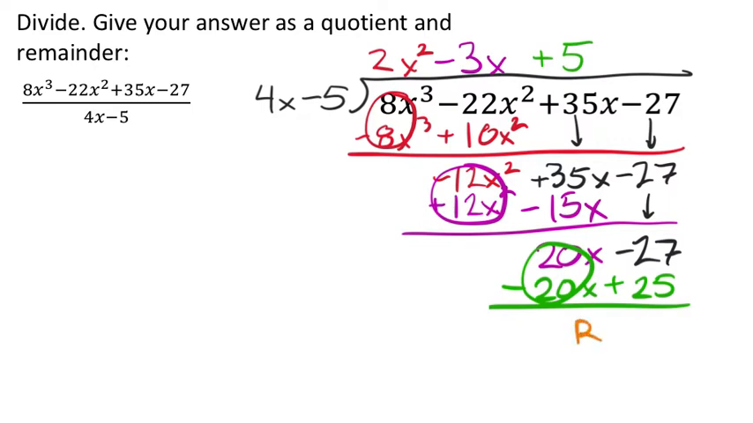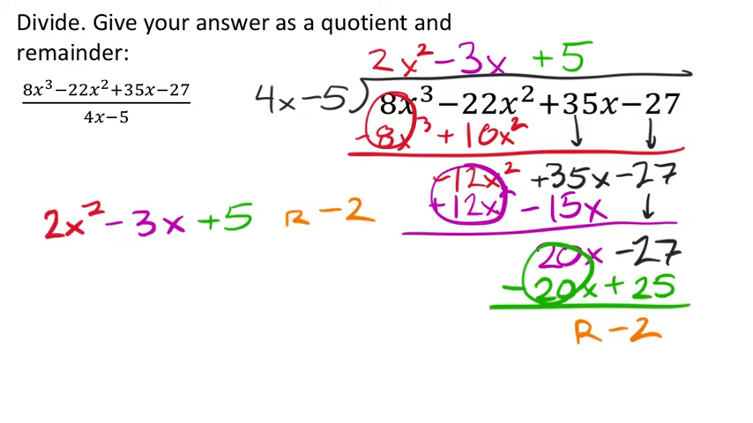That's my remainder. Okay, so again, let's go ahead and write this out as a full quotient. 2x squared minus 3x plus 5 with a remainder of negative 2.